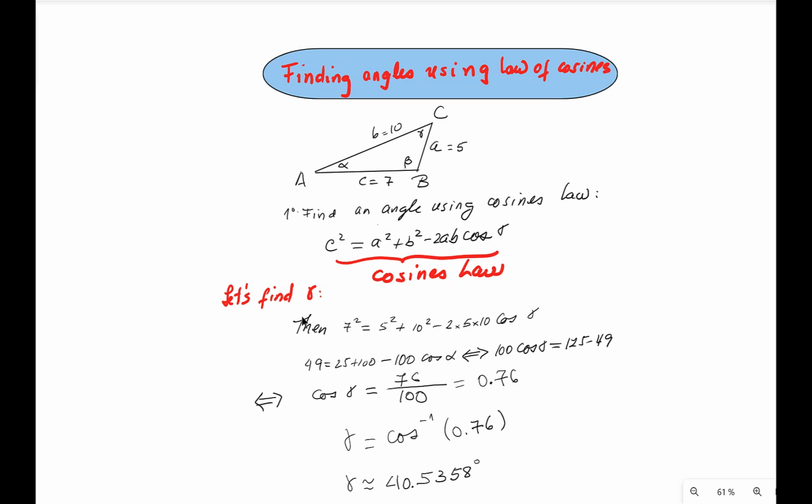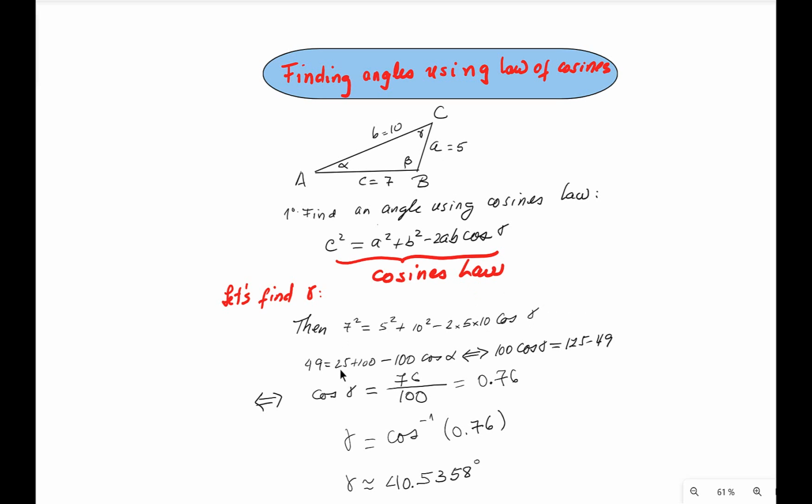Now, let's begin. Let's find gamma. I choose it because this product will give 50, very good for this. B is 10. Then c squared, 7 squared, equals 5 squared plus 10 squared minus twice 5 times 10 cos gamma.